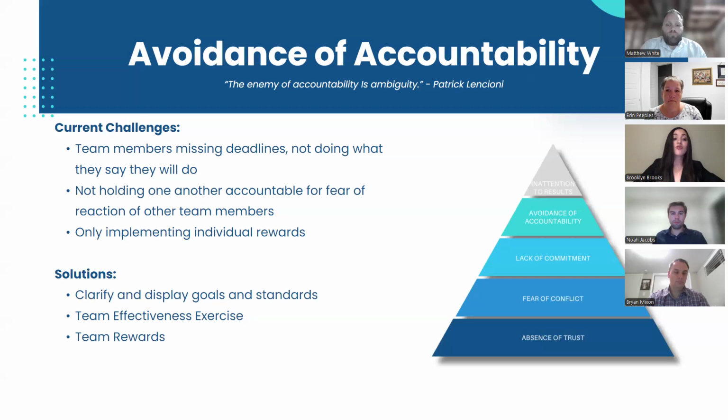So in order to overcome some of these challenges, we've developed a few really simple but effective solutions that you can begin implementing right now. The first thing we want to recommend is clarifying and displaying your goals and standards for your team. This is so simple, but it's a really great way for team members to hold one another accountable because they are aware of the expectations of each other.